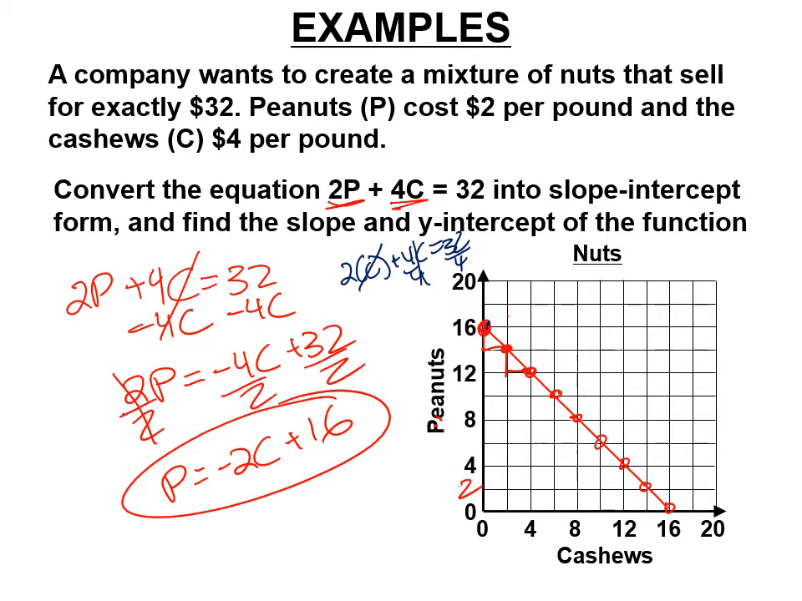When peanuts is 0, cashews is, uh-oh, something's wrong there. What did I do? Negative 2c plus 16. Down 2. When peanuts is 0, cashews should be 8. I messed up my graph, so what did I do? Look what I did. Bad, Mr. Ben.